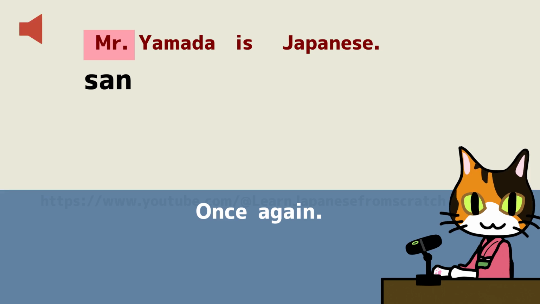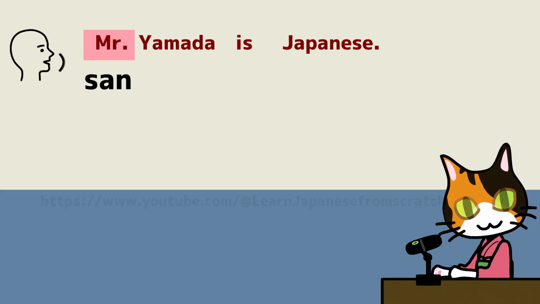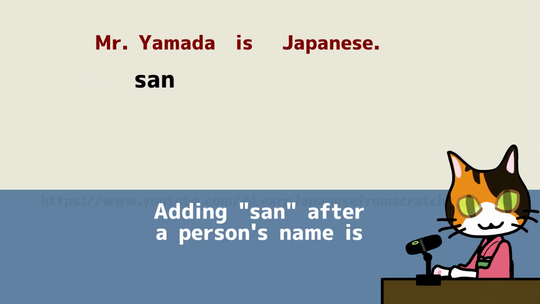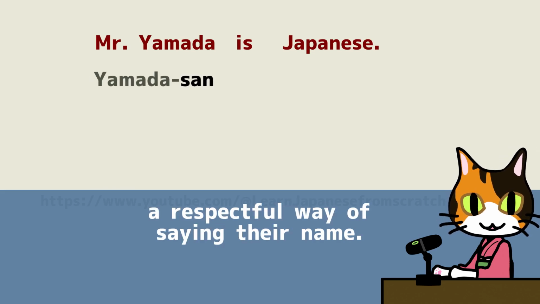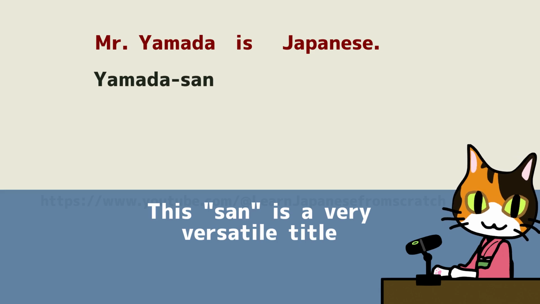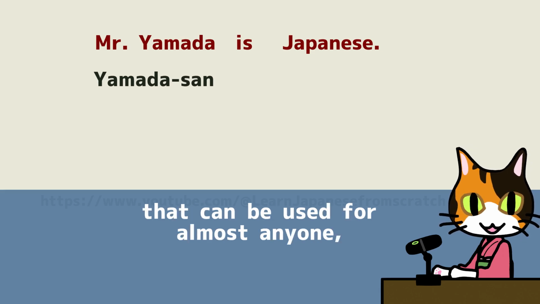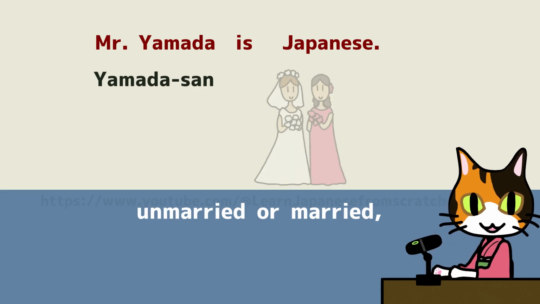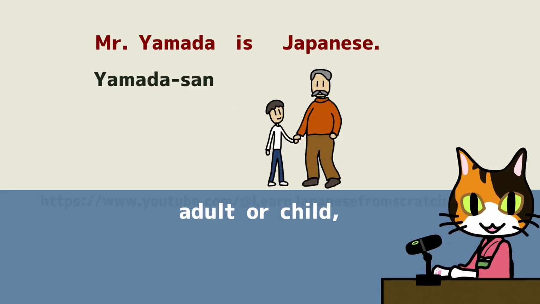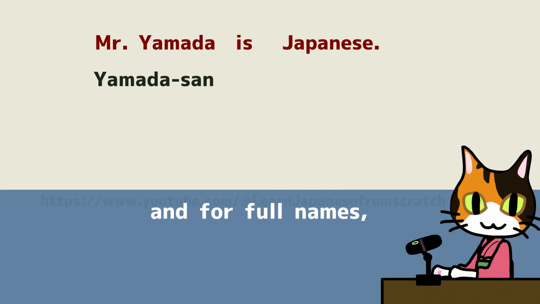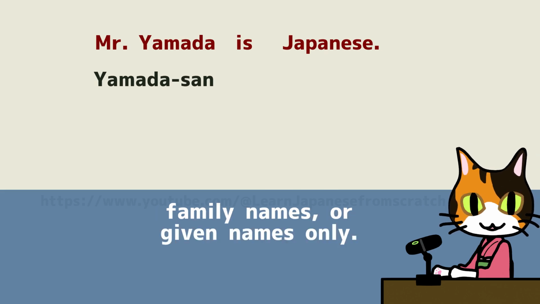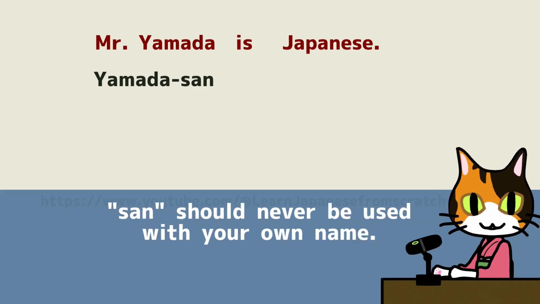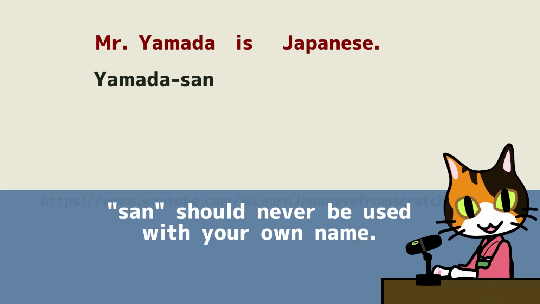Once again. さん。Very nice. Adding san after a person's name is a respectful way of saying their name. This san is a very versatile title that can be used for almost anyone, whether male or female, married or unmarried, adult or child, and for full names, family names, or given names only. However, it is important to note that san should never be used with your own name.